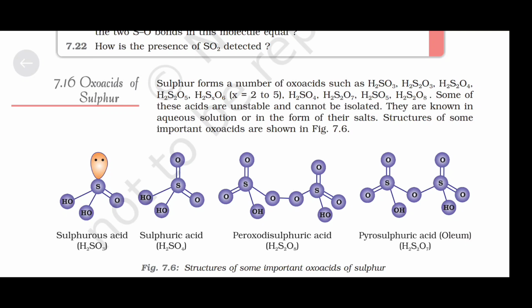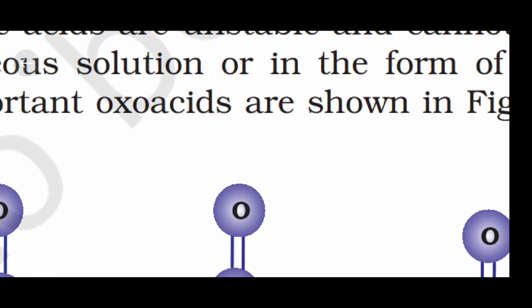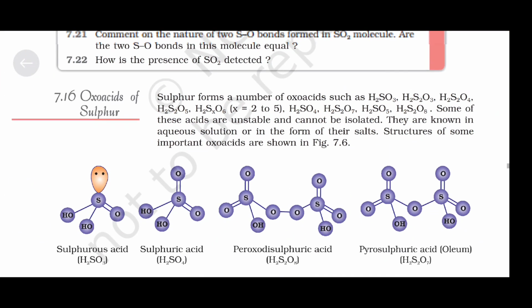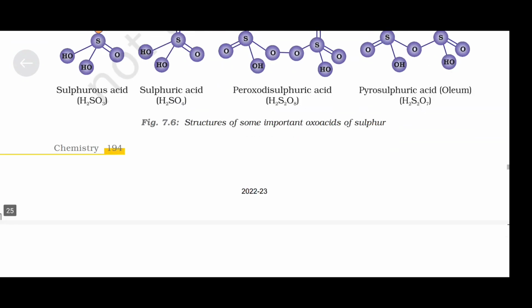Structures of some important oxoacids are shown in the figure. So here you can see the structures of oxoacids, that is sulfurous acid, sulfuric acid, peroxodisulfuric acid, pyrosulfuric acid, that is oleum. The structures and the names and the molecular formula of the acid becomes very important.